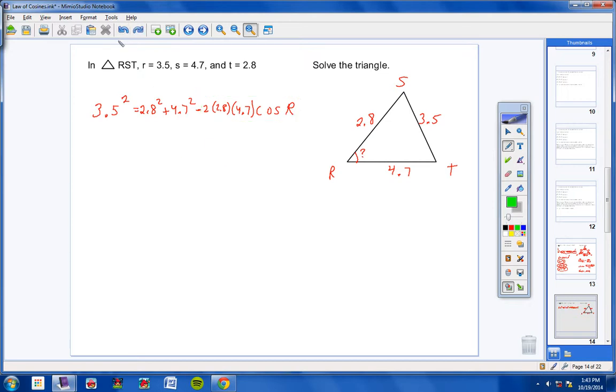So here we go with my calculator. I'm going to type in 3.5 squared, and I'm going to get 12.25. Let me change my color back to red here so y'all can see it a little better. Okay, 2.8 squared gives you 7.84. Okay, 4.7 squared would be 22.09. And then minus, we have 2 times 2.8 times 4.7 would give you 26.32.